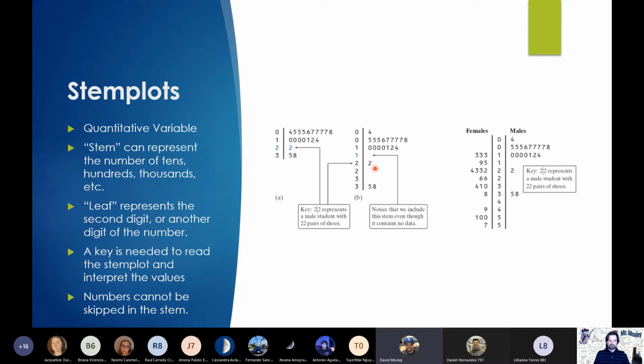And then over here we have a back-to-back stem plot with a split stem.